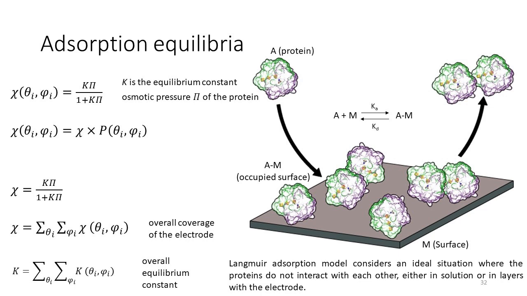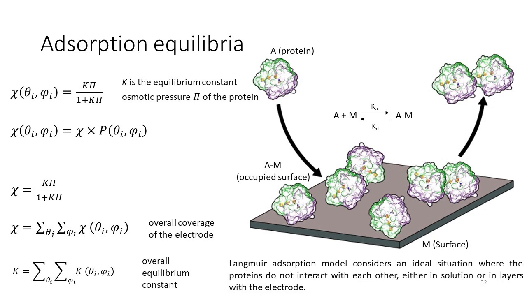Okay, that is perfect. But in real life, because the proteins interact between them, most probably in one space I'm going to have one protein and on that protein I'm going to have another protein, so I'm going to have the formation of two layers, and the Langmuir model doesn't allow me to model these kinds of things. It's probably something that happens in real life, so it's something that is not considered for the Langmuir model.